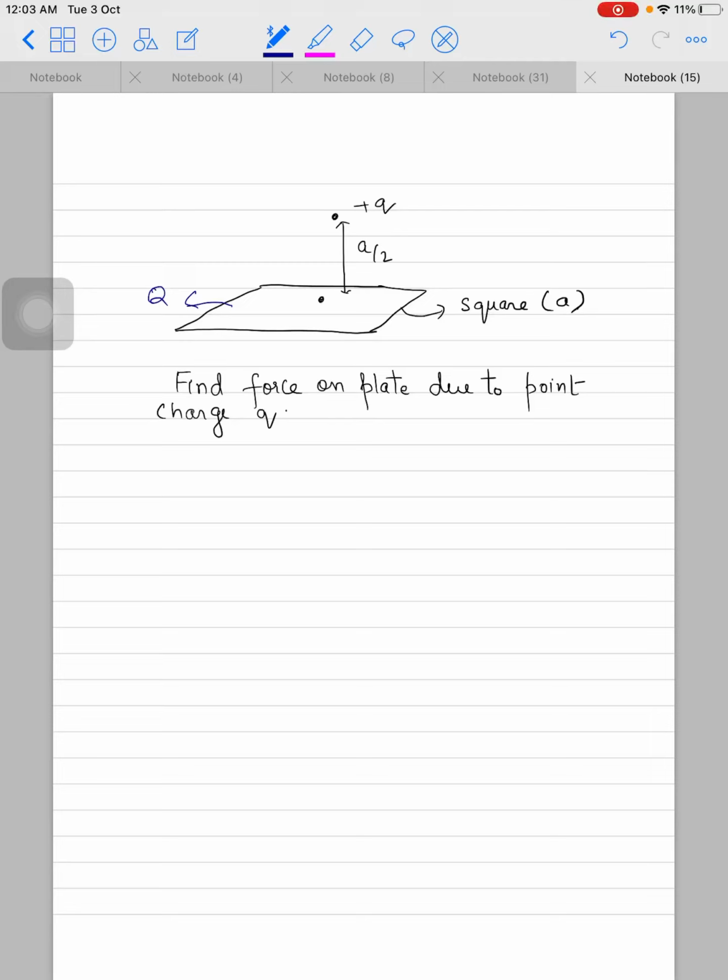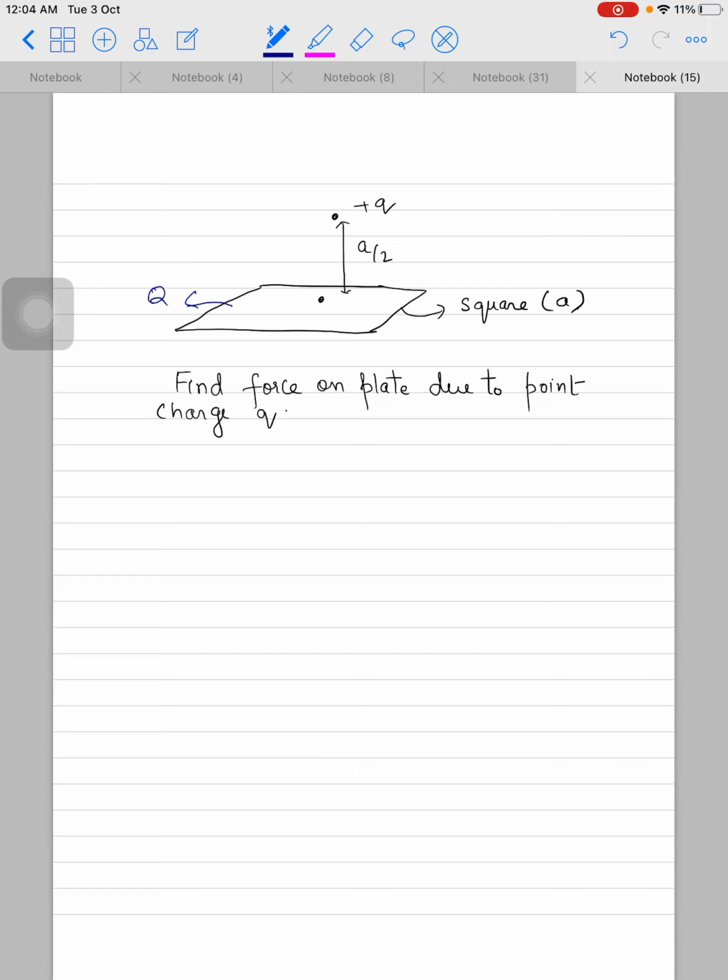So in this question, there is a uniformly charged plate having side a and charge Q. From the center of the plate at distance a by 2, a point charge small q is kept. So we have to find out the force on the plate due to this point charge.